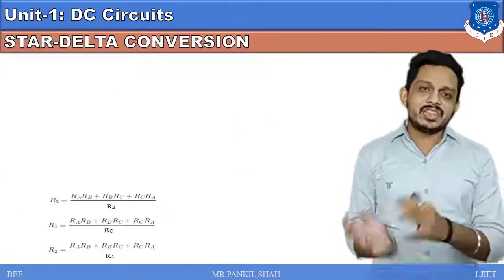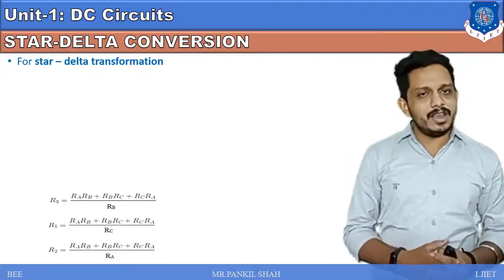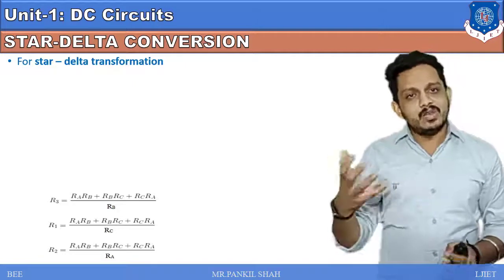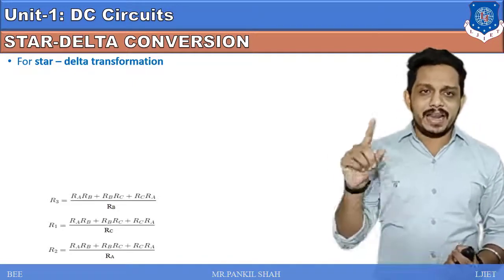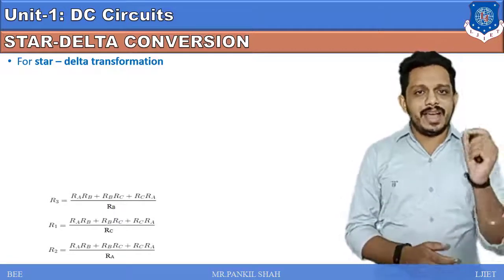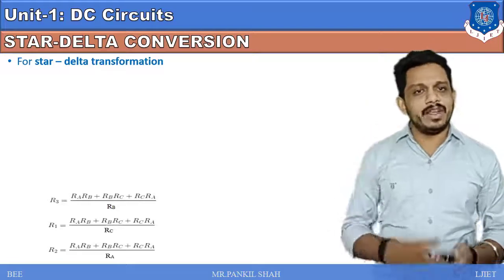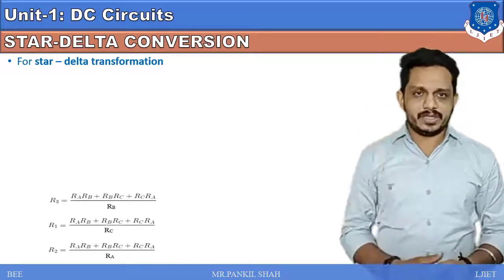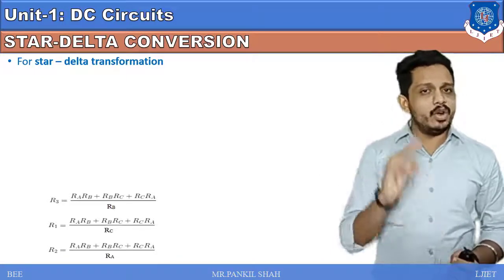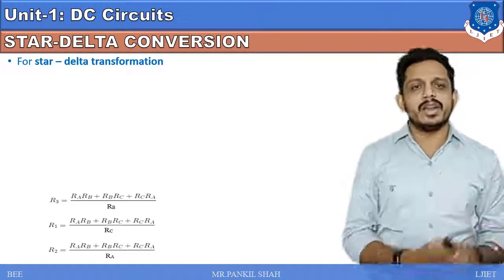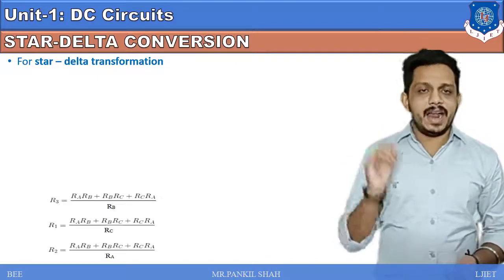Now let's see star to delta transformation. For star to delta transformation, we have to take the same figure, but now star values are given and we want to find the delta. The star values are RA, RB and RC, and we want to find R1, R2 and R3. To find it, we have to do some mathematical operations. We have three equations. A moment ago, I told you we have three equations of the delta to star conversion, and those three equations were of RA, RB and RC.